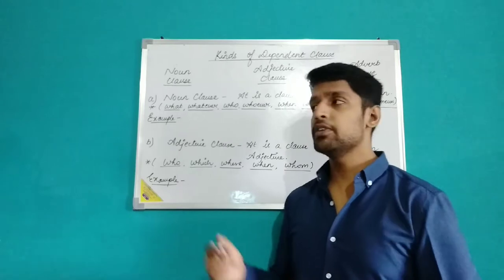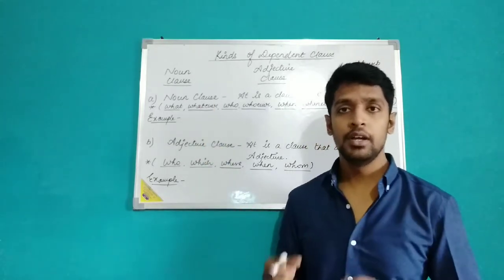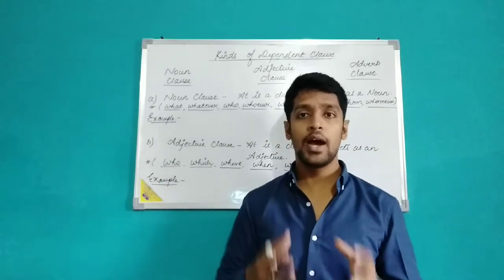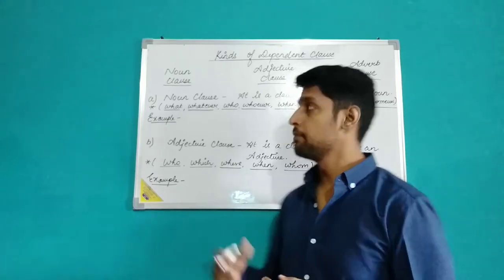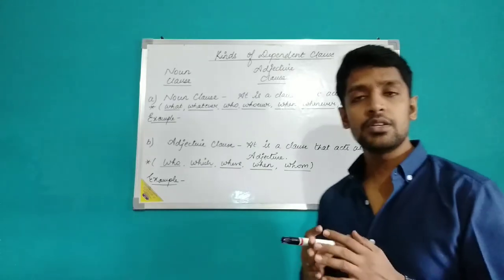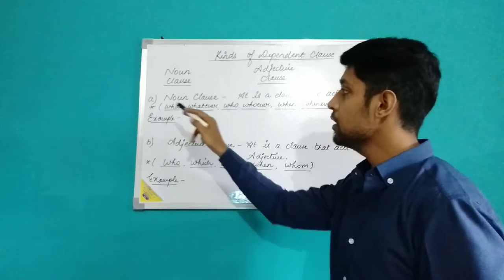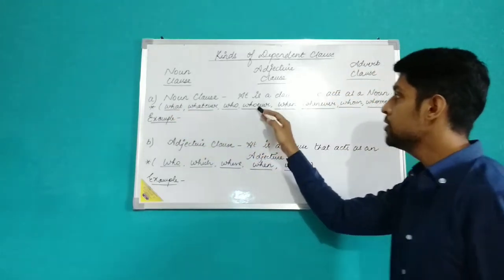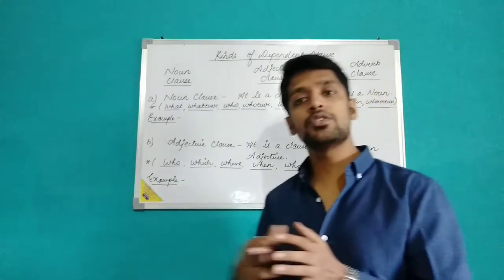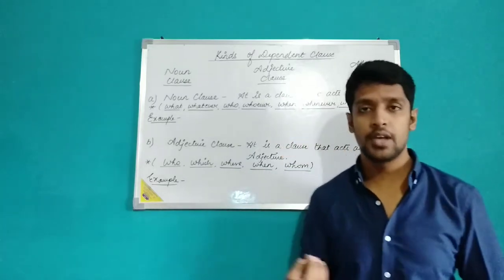So the task of a noun clause is to act as a noun in a sentence. I repeat, the job of a noun clause is just to act as a noun in a sentence. It is a dependent clause that acts as a noun. Now there are certain words from which the noun clause starts, like what, whatever, who, whoever, when, whenever, whom, whomever. These are the list of words from which the noun clause starts. Let's take a small example to understand it.